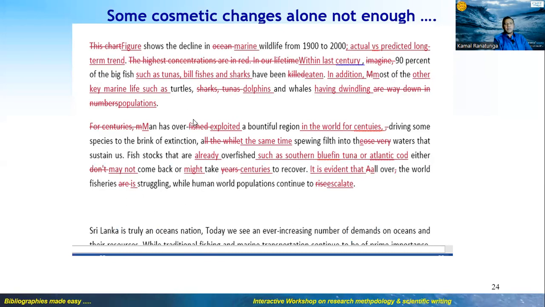Right. These are some examples. Instead of using proper paraphrasing, most students and most scholars use cosmetic changes. As you can see, they just change words here and there, trying to show it as their own writing. You see this chart, you remove that and put "its figure shows the decline in", and instead of "ocean" you put "marine". This kind of thing we call cosmetic changes. And this kind of writing, the software detects as plagiarism.